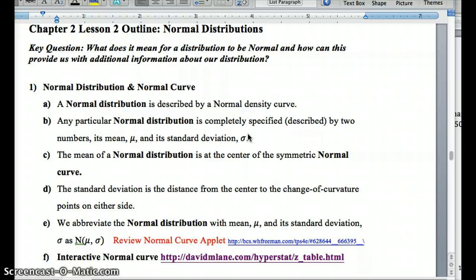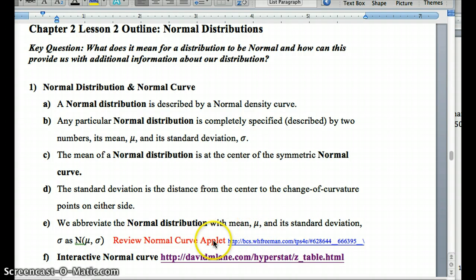If we put a mirror down there on the mean, the left and right of that would look the same. The standard deviation would then tell us how spread out it is, meaning it would either be fat and short or skinny and tall. A small standard deviation would make it skinny and tall. A large standard deviation would make it short and fat. So a normal curve is symmetric. Review the normal curve applet that we looked at in class.